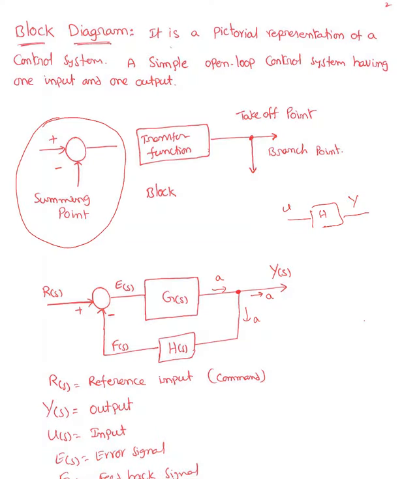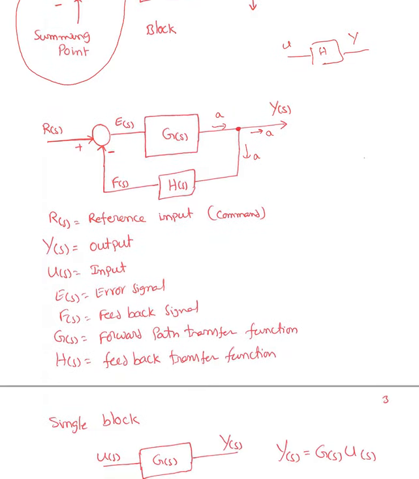Next, here is a closed loop system. For the closed loop system, R(s) is the reference input, also called the command. Y is the output. Instead of R, sometimes we use input U. E(s) is the error signal, F(s) is the feedback signal, G(s) is the forward path transfer function, and H(s) is the feedback transfer function. So G(s) and H(s) are two independent small systems working together to perform an action.